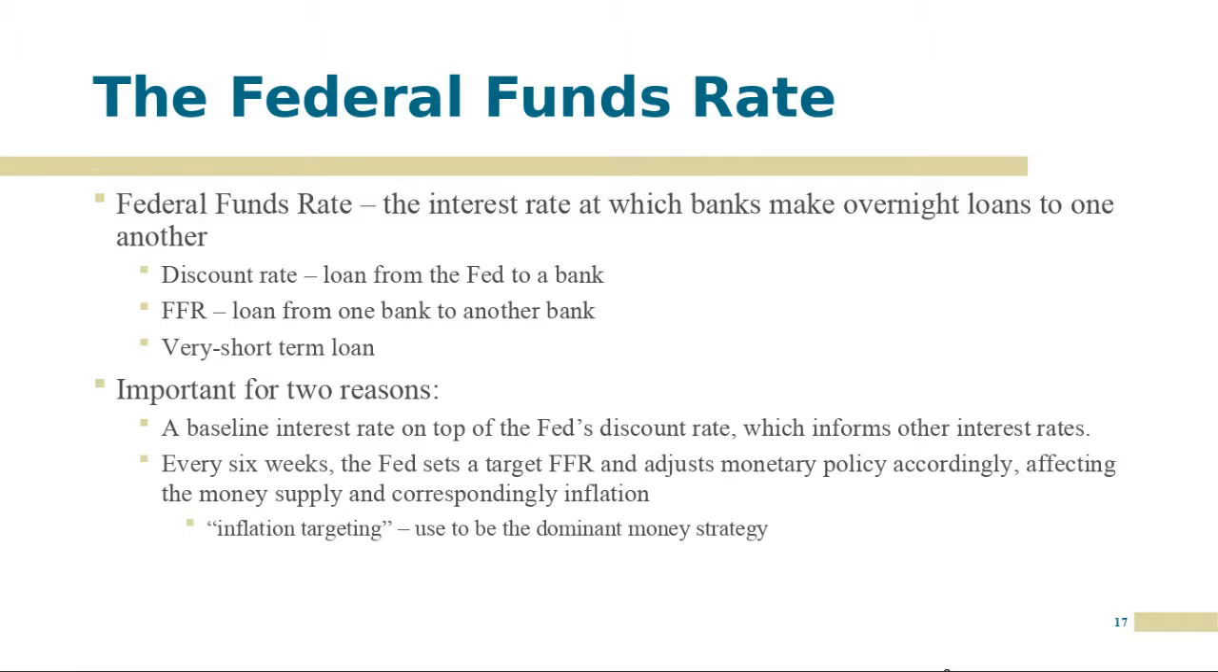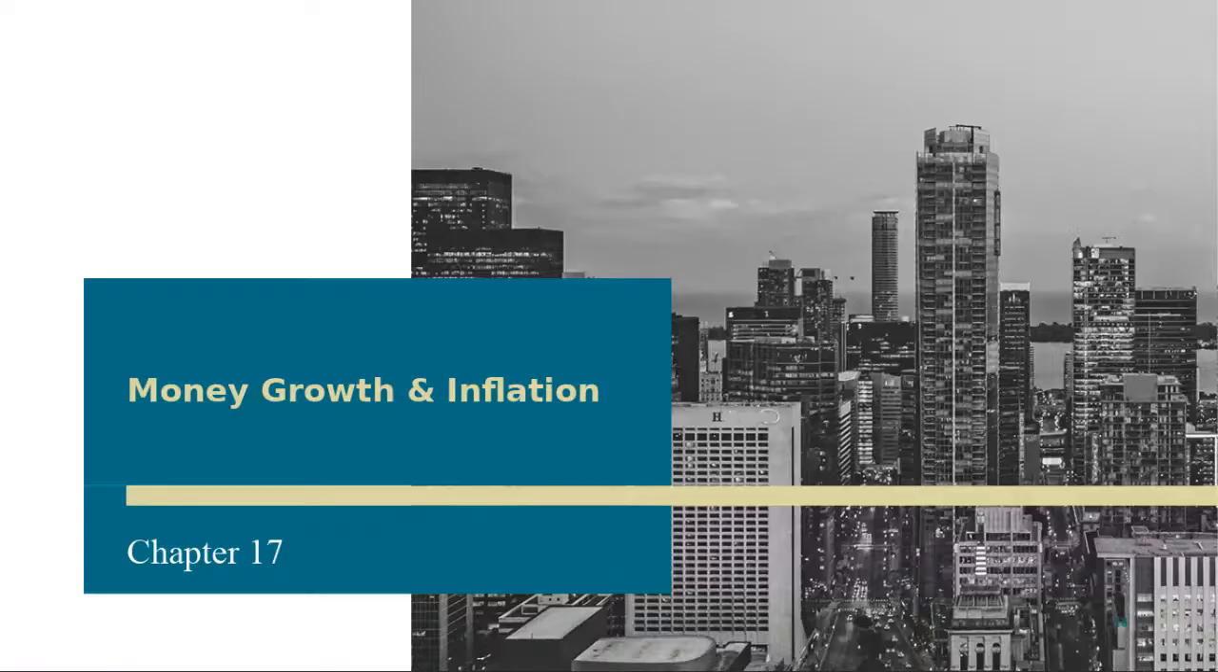We'll talk about this in chapter 17, why these two are connected, but basically, by setting the interest rate and setting the expansion of the money supply, the Federal Reserve has an ability to influence what the inflation level will be. And with that, we're going to pause today and leave it off, and we'll pick up next in chapter 17, money growth and inflation.